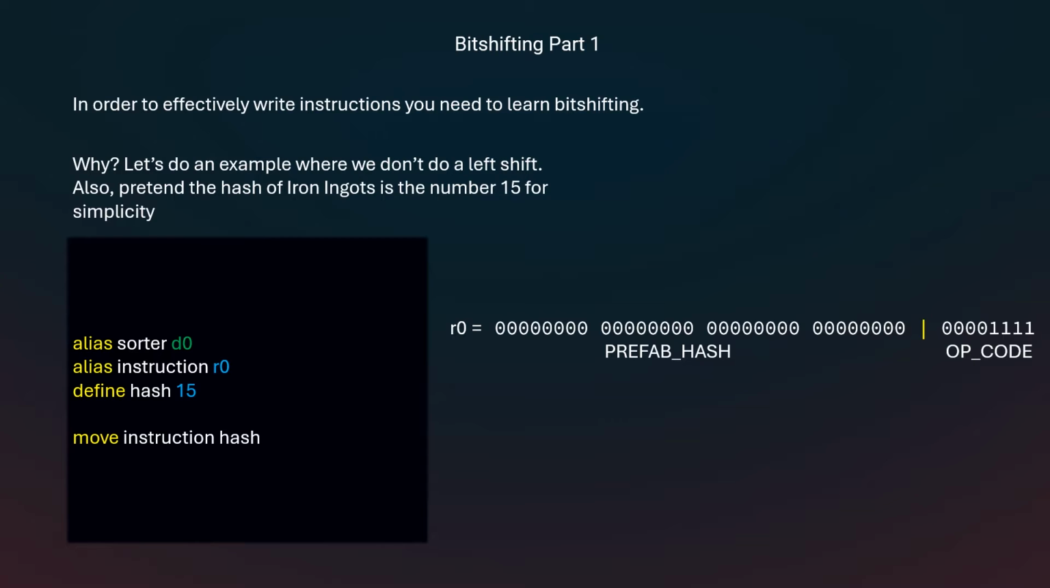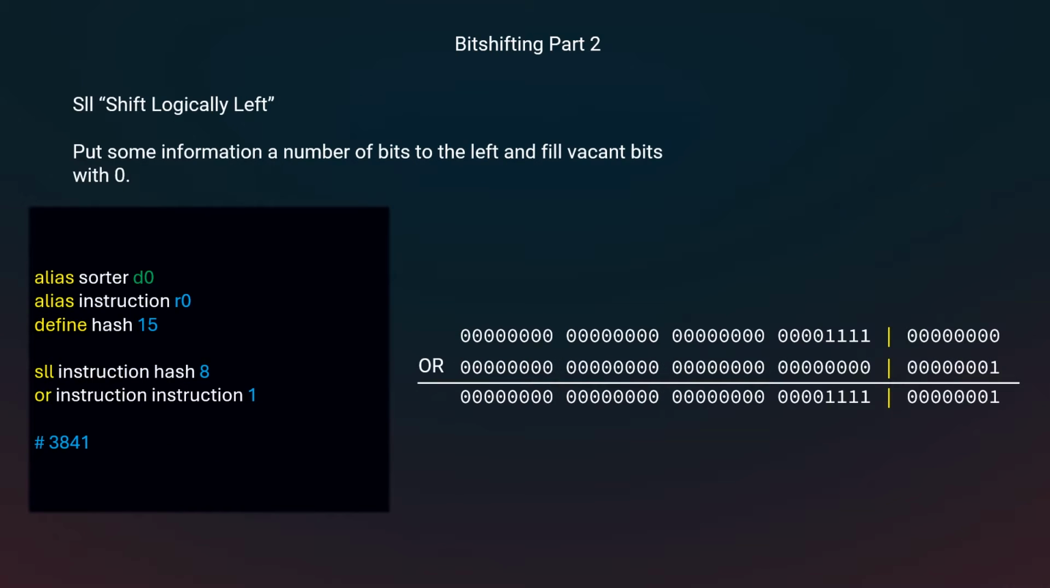Setting R0 to the hash and looking at the binary representation, we can see here the number 15 gets put where we want to store the opcode. So how do we fix this? With bit shifting. Bit shifting is just the process of shifting that number a couple of bits to the left or right. We can shift to the left using SLL, which stands for shift logically left. Our code here says shift the hash 8 bits to the left and fill the vacant bits on the right with 0, and then store that result in R0, which in this case is an alias to the word instruction.